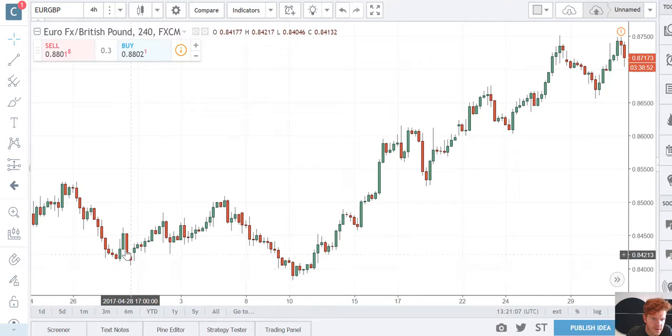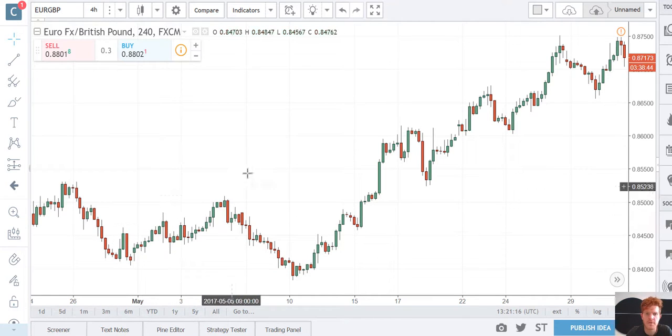Here's quite a nice morning star. So it comes off, morning star, sort of indecision candle, then it breaks the high on the next candle, and then we see this market move up.